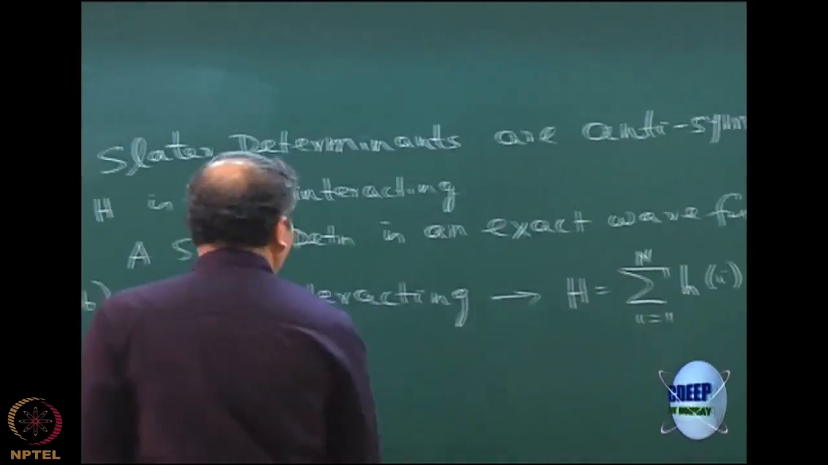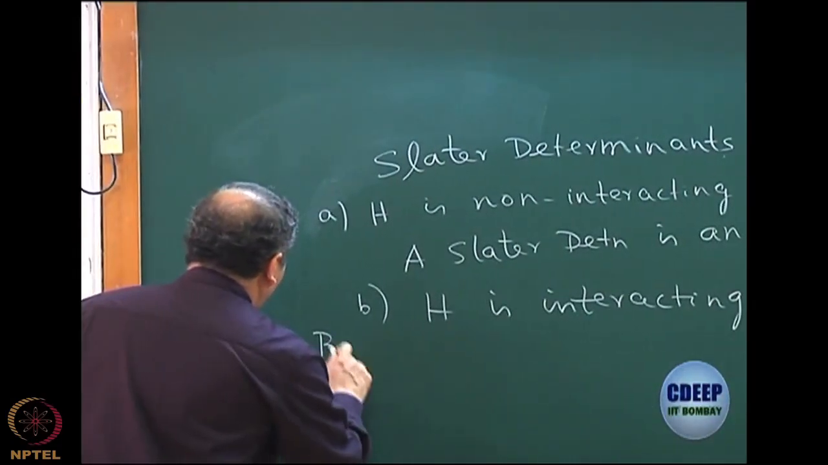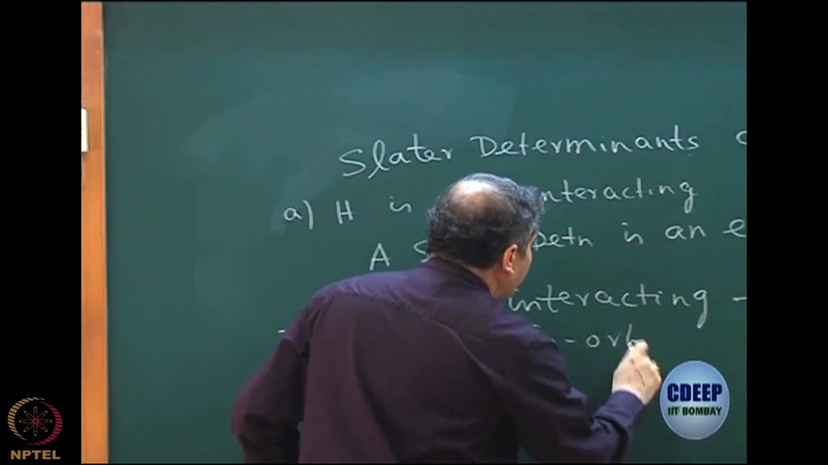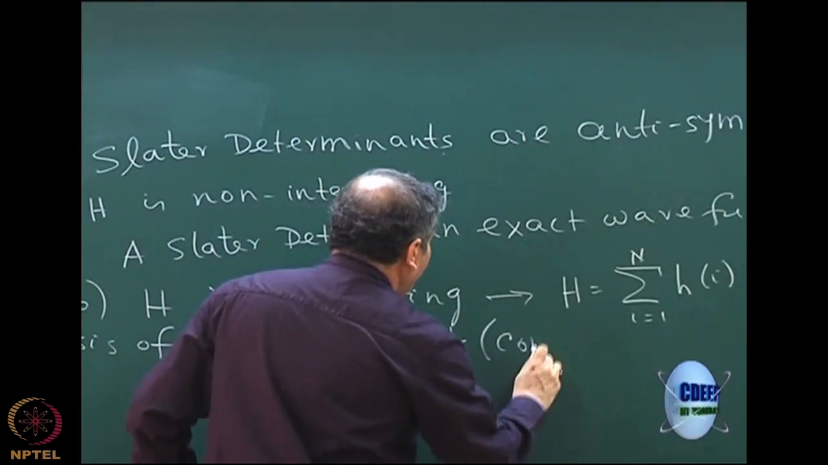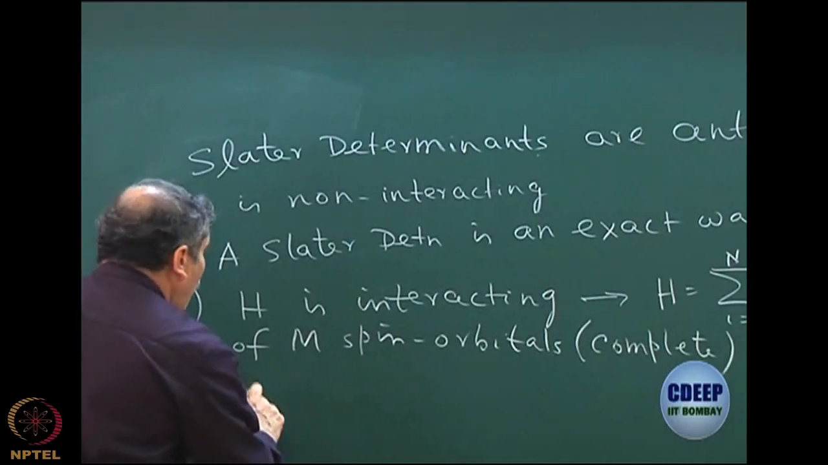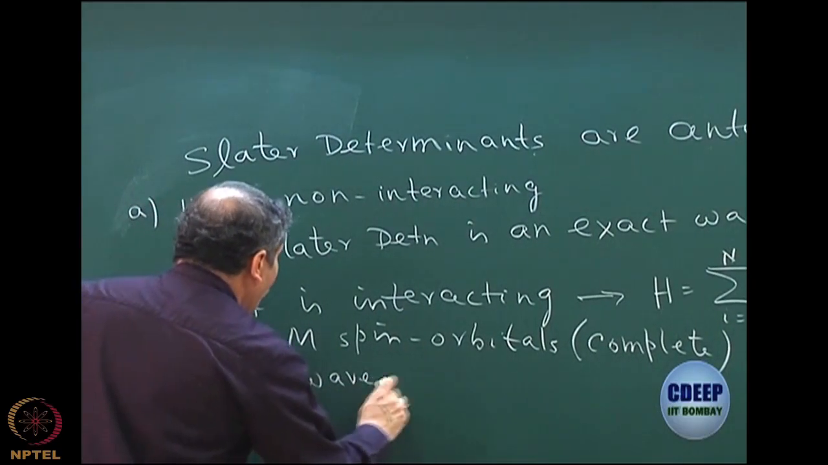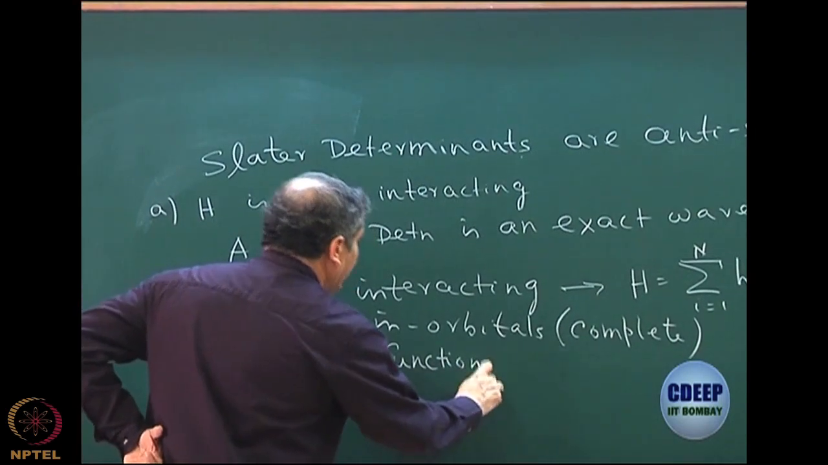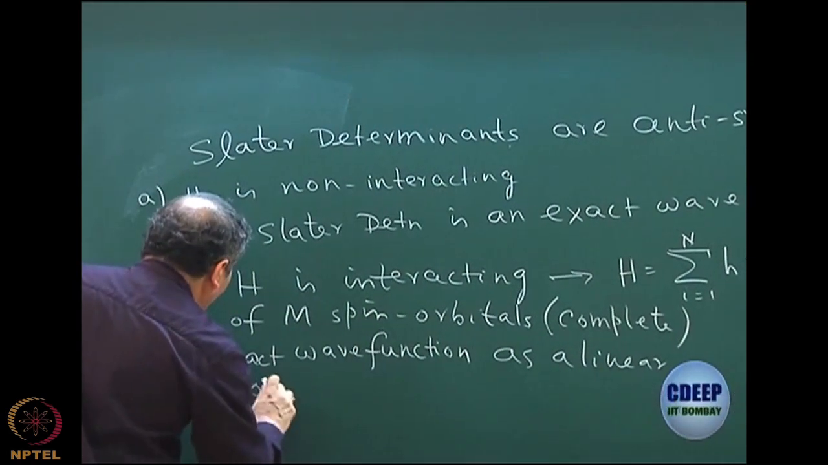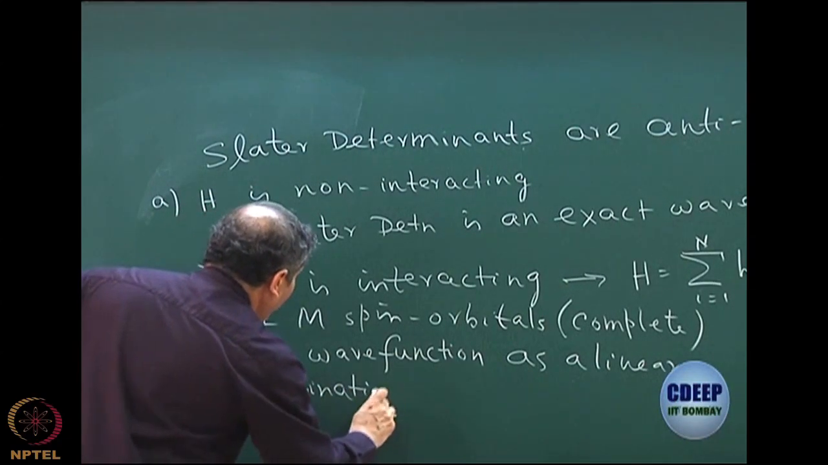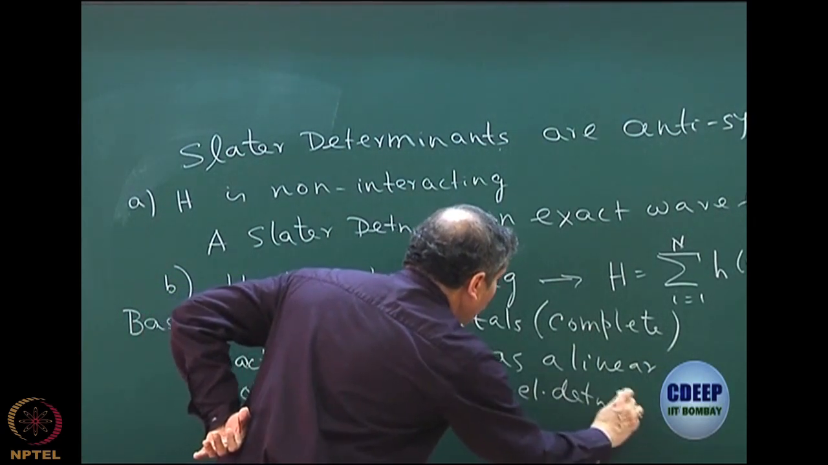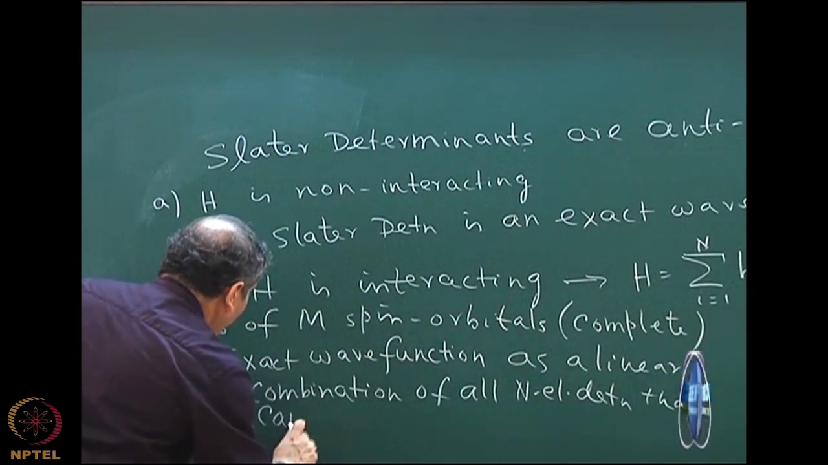So eventually, let me write down: if H is interacting and I have a basis of m spin orbitals, and let's assume that it's a complete basis, then the exact wave function for an interacting Hamiltonian can also be written. I was always telling that it is not possible to write. It can be mathematically written as a linear combination of all n-electron determinants that can be formed from the m basis.